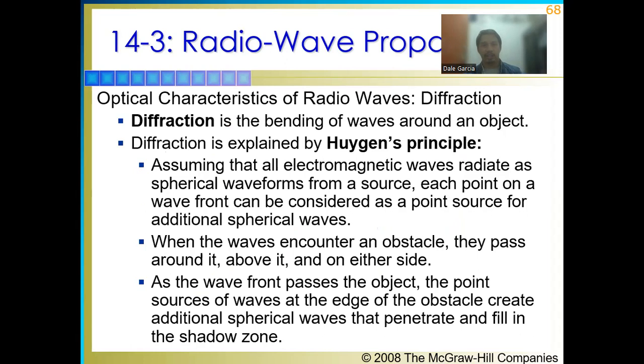Diffraction is something else. Diffraction is the bending of waves around an object, explained by Huygens' principle. Assuming that all electromagnetic waves radiate as spherical waveforms from a source, each point on a wavefront can be considered as a point source for additional spherical waves. When the waves encounter an obstacle, they pass around it, above it, or on the other side.